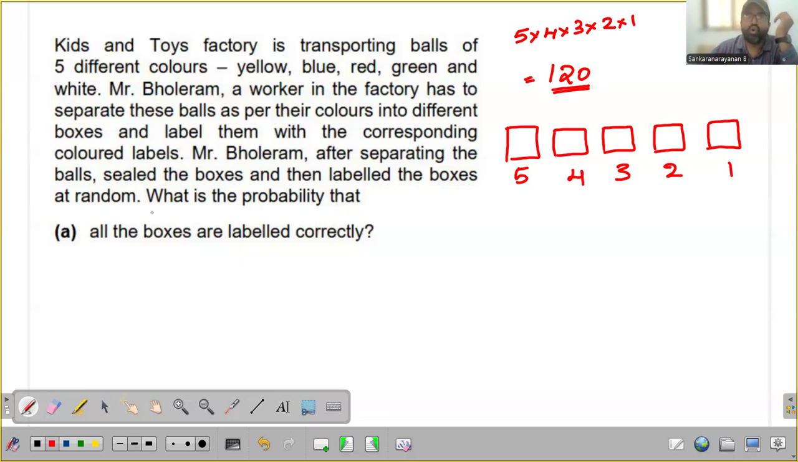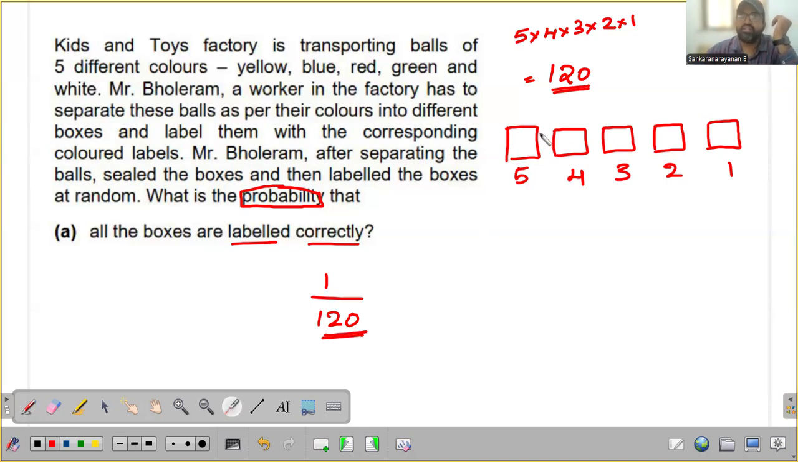Now look at the question. All the boxes are labeled correctly. What is the probability for that? It's very easy, right? What is the probability that everybody is labeled correctly? I can see the answer. It will be 1 out of 120, right?